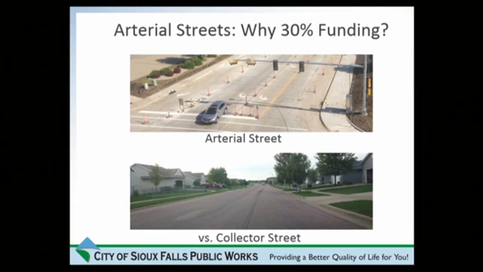Okay, we need to talk about this 30% funding. I didn't mention it earlier, but what we're trying to capture is 30% of the costs to construct an arterial street per section of land. So first thing we need to do is just differentiate between an arterial street and a collector street. There's a visual.